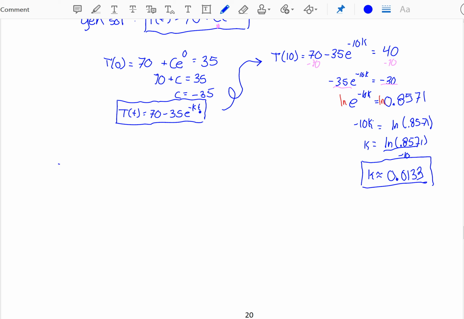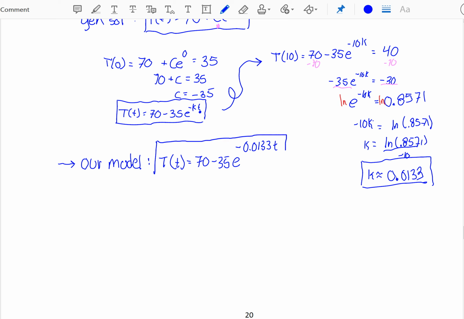So this now makes our model look like T of t as 70 minus 35 e to the negative 0.0133t. This will be our model that describes how this can of beer warms up over time.